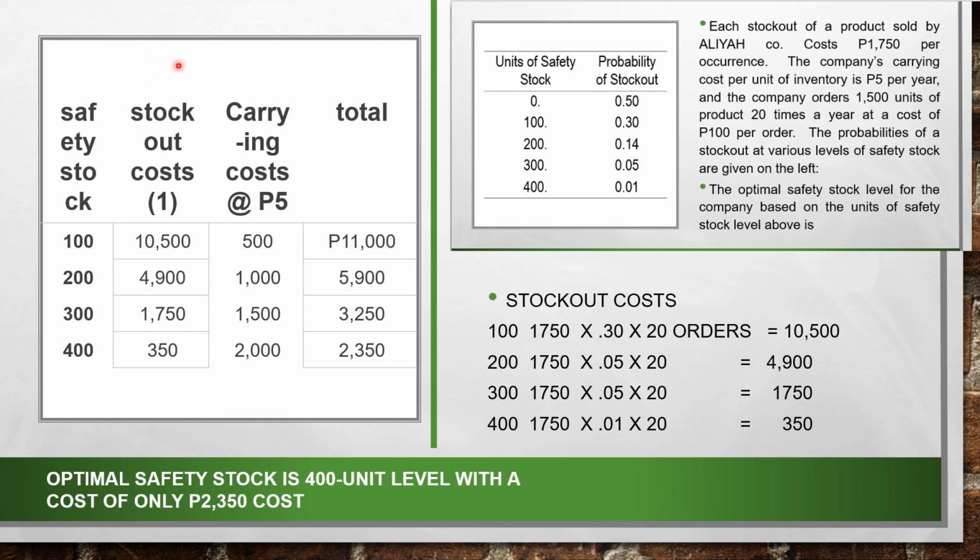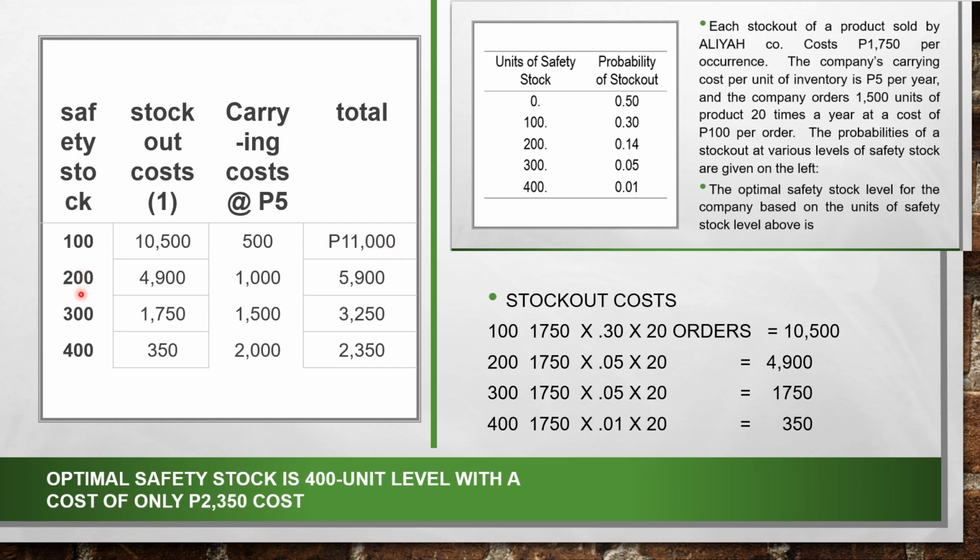So after we compute the stock out cost, we get the carrying cost. The carrying cost for 100 safety stock is 100 units times 5 pesos per unit. So carrying cost is 500. The stock out cost is 10,500, the carrying cost is 500, so we have the total of 11,000.